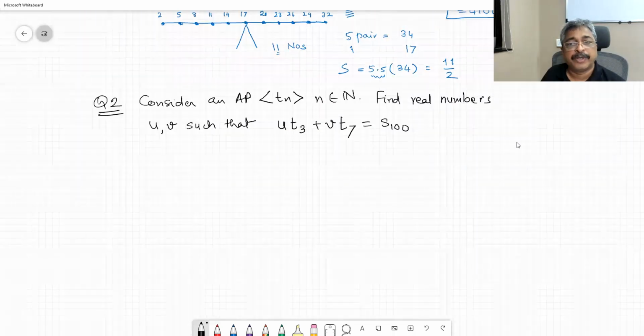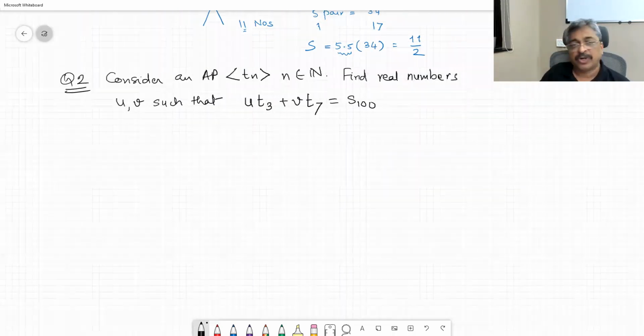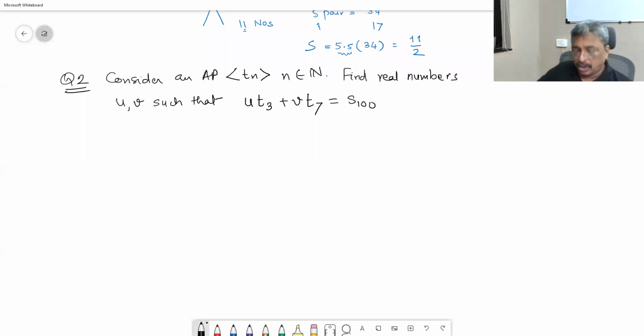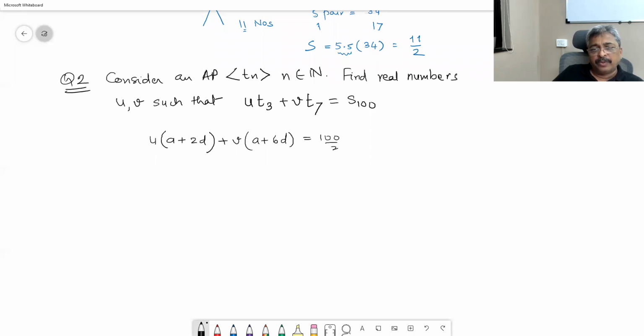Correct. Now let me show, because I was not ready with the answer. Let me directly solve it. Now we have to use the basic formula. T3 is equal to U into A plus 2D, plus V into A plus 6D is equal to 100 by 2 into 2A plus 99D.